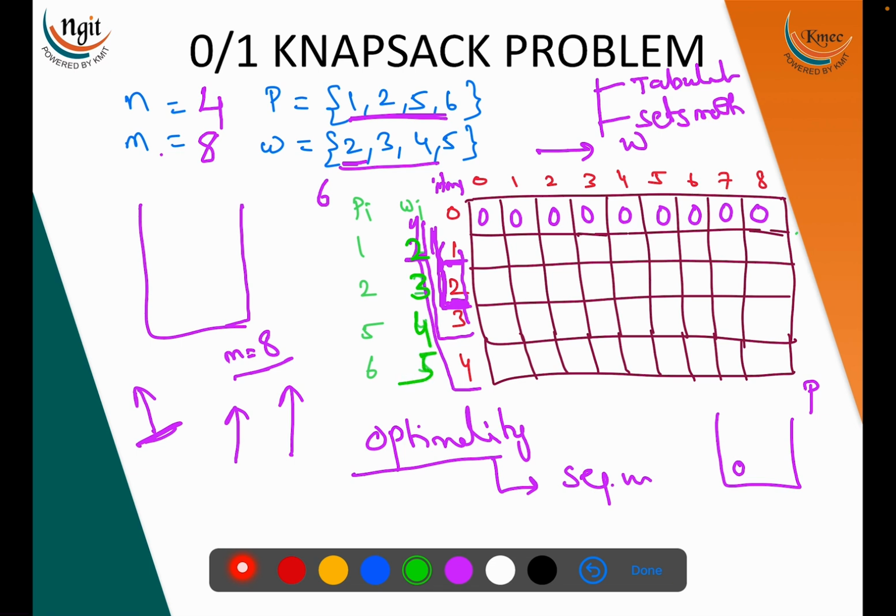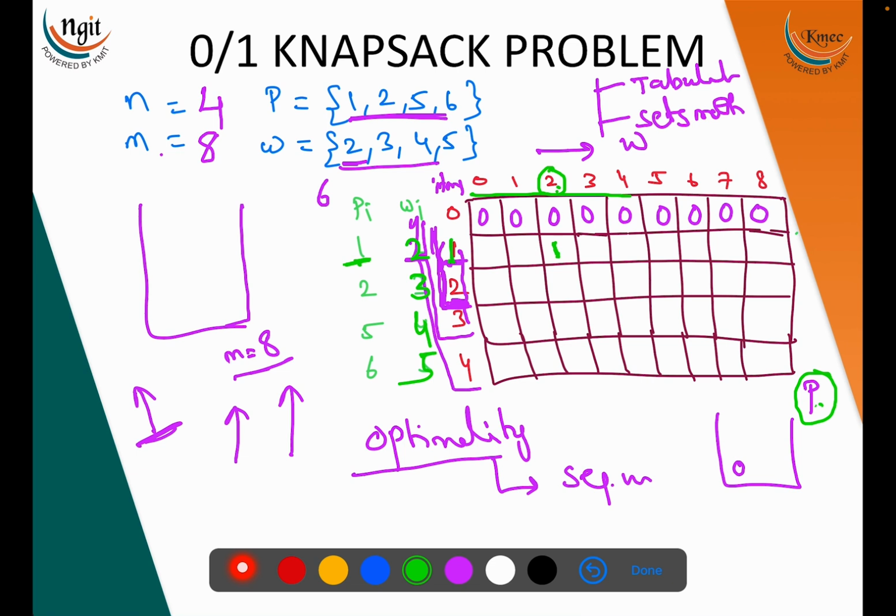Now, these are the weights I told you. This is the weight 2. So here the weight of the first object is 2. That's what I'm making here 1. 1 does not indicate the object, 1 indicates profit, the profit of the first item. Because I told you that this table will get filled with the profits of the items. Now, 2 is the weight of the first object. Now I'll get the profit 1 if I utilize 2 weight for object 1.